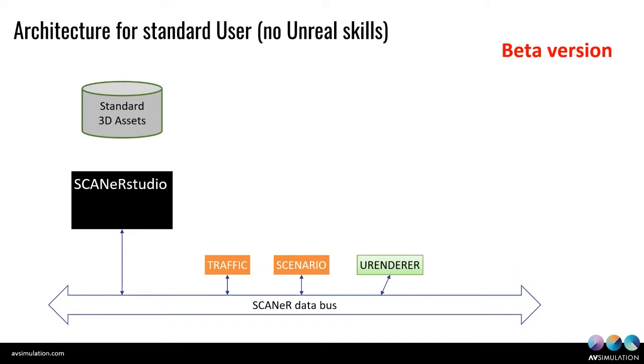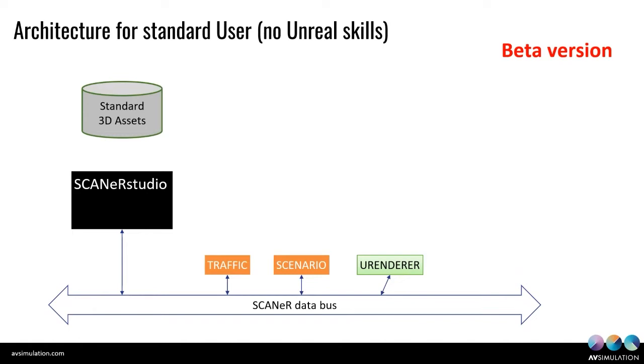So now let's talk a little bit about the architecture. The aim of this new development was to put in place an architecture that will be used for the coming years, and on top of this architecture we'll be able to add a lot of features and to convert all the features that we have in SCANeR and make them compatible with these new models.